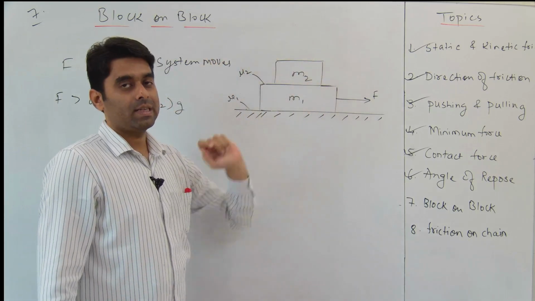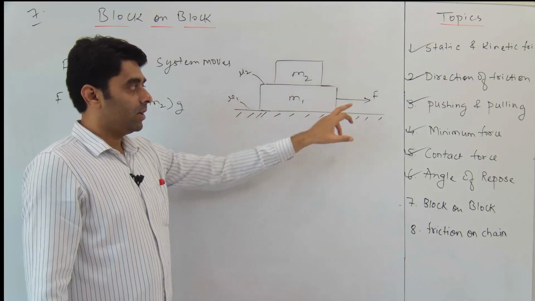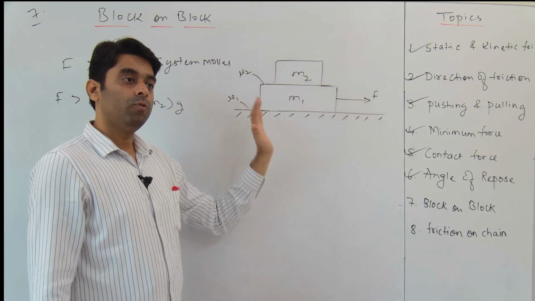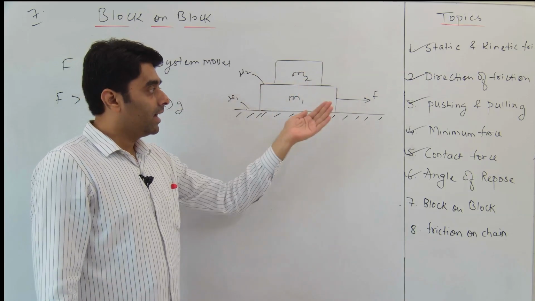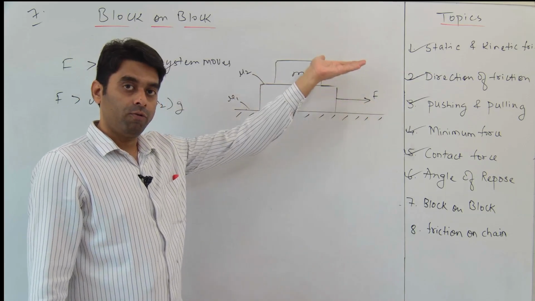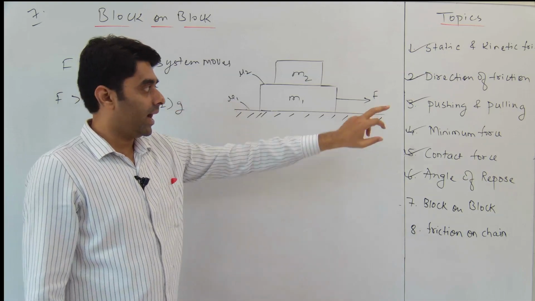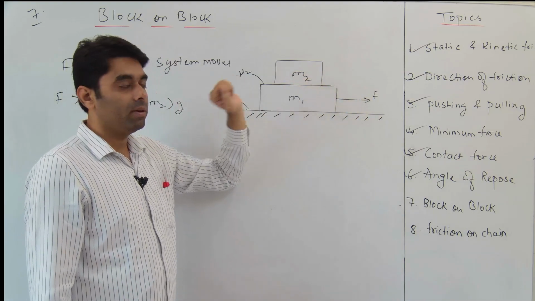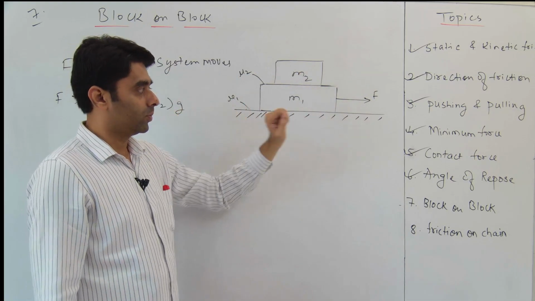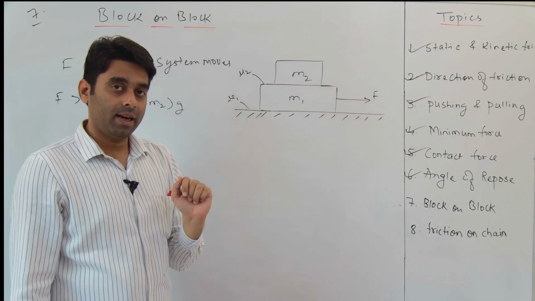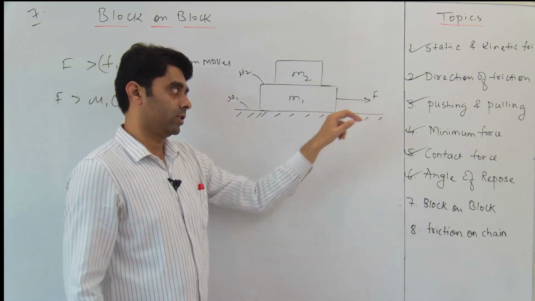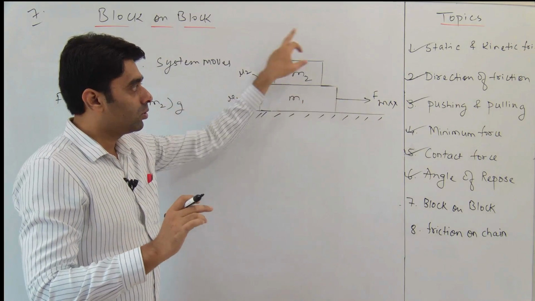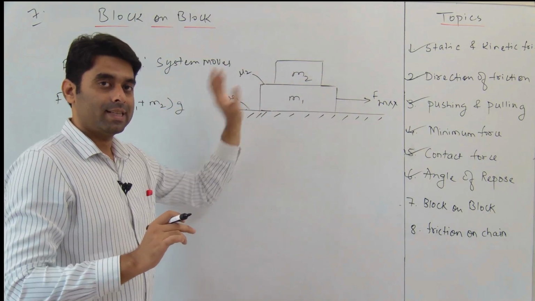Once the system starts moving, for initial values of force, your m1 and m2 will be moving together. They will move with the same acceleration. And gradually, when we increase the value of force, a situation will arise at a value of force F where sliding will start between your m1 and m2. Now, when sliding starts, I can call that force F max. That is the maximum force till which both of them move together. After that, they start sliding.